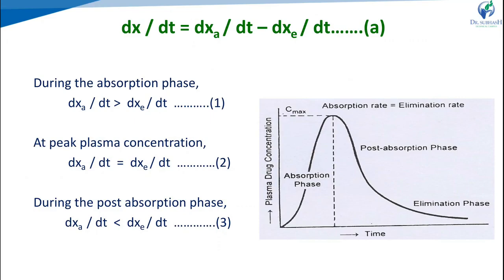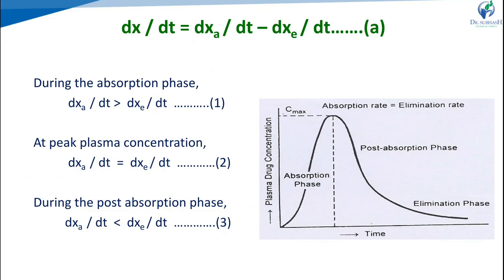After extravascular administration, the rate of change in the amount of drug in the body, dX by dt, is the difference between rate in and rate out. Rate in means absorption, minus rate of elimination. So dX by dt is equal to dXa by dt minus dXe by dt, following one compartment kinetics. In that case, three possibilities are there.